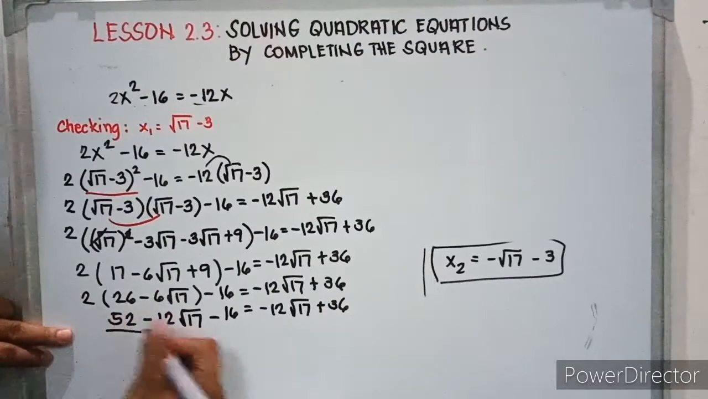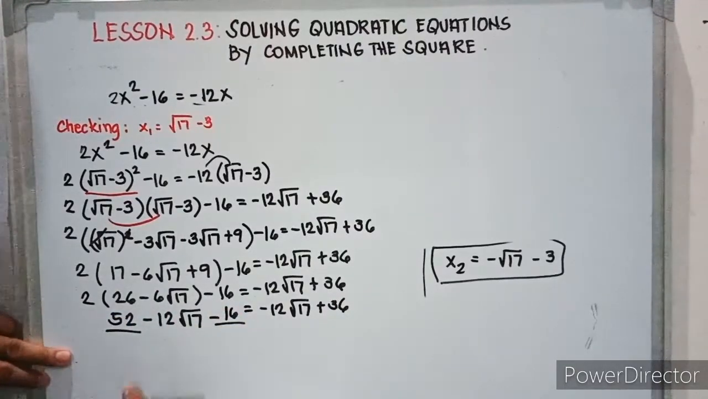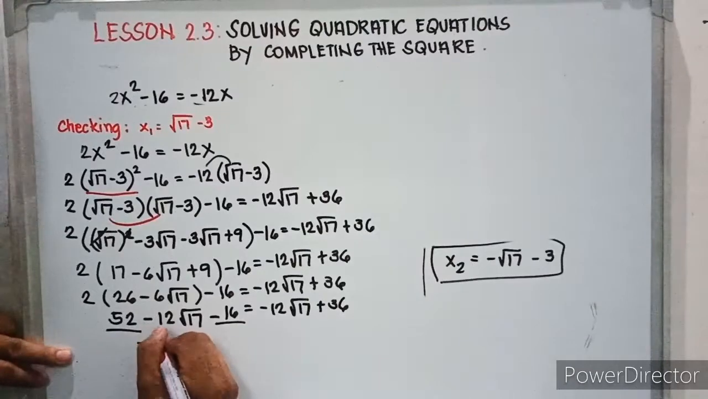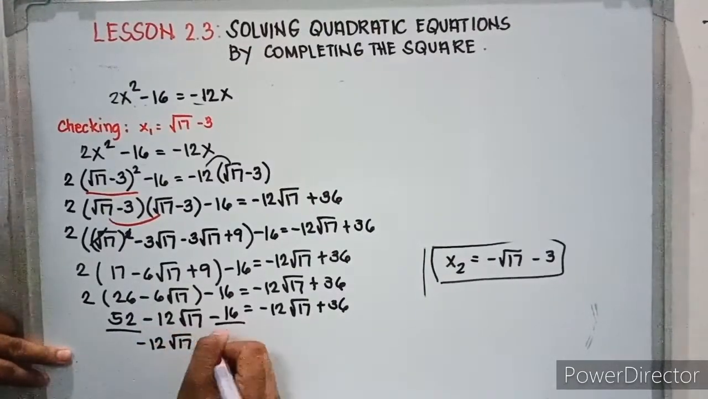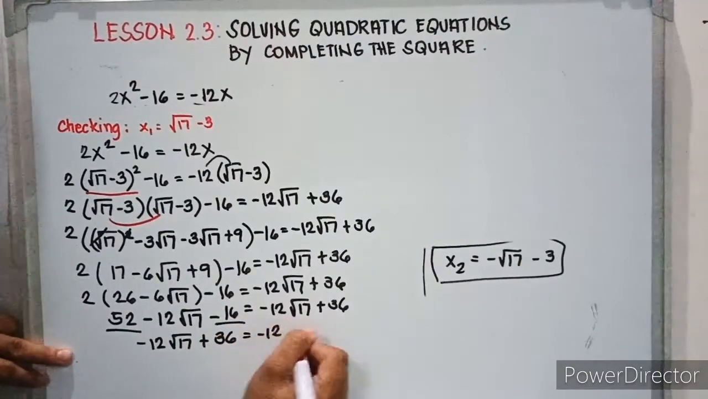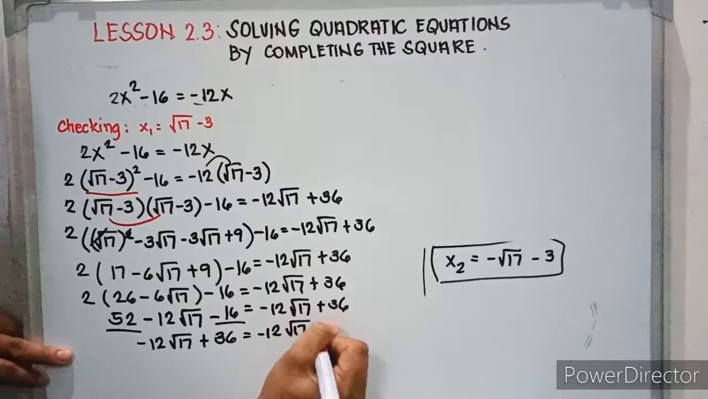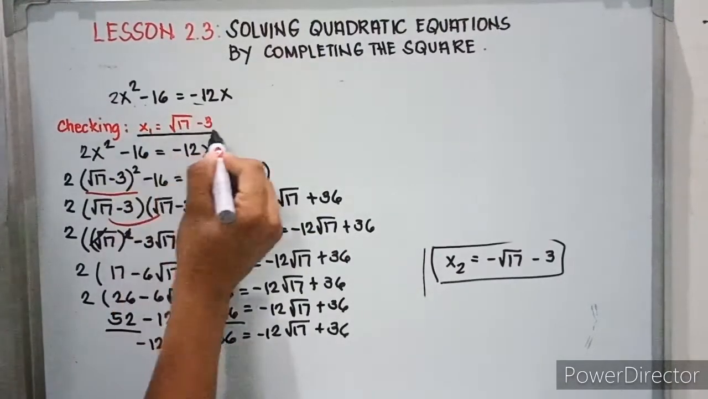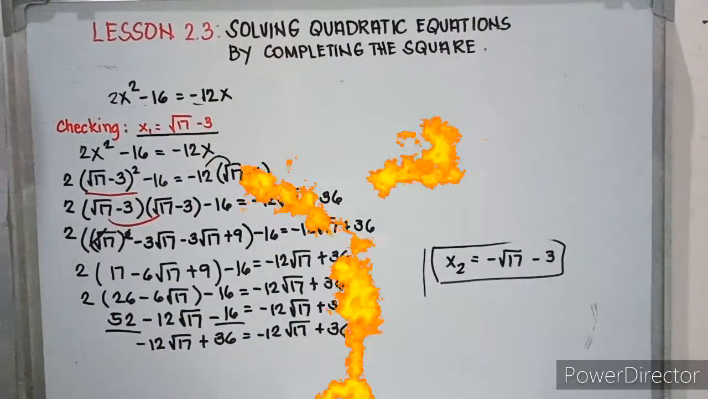Then, let's simplify. What is 52 minus 16? That is 36. So, we will have negative 12 square root of 17 plus 36 is equal to negative 12 square root of 17 plus 36. So, as you can see, we got the same value in the left side and in the right side of the equation. So, therefore, our x sub 1 is square root of 17 minus 3.